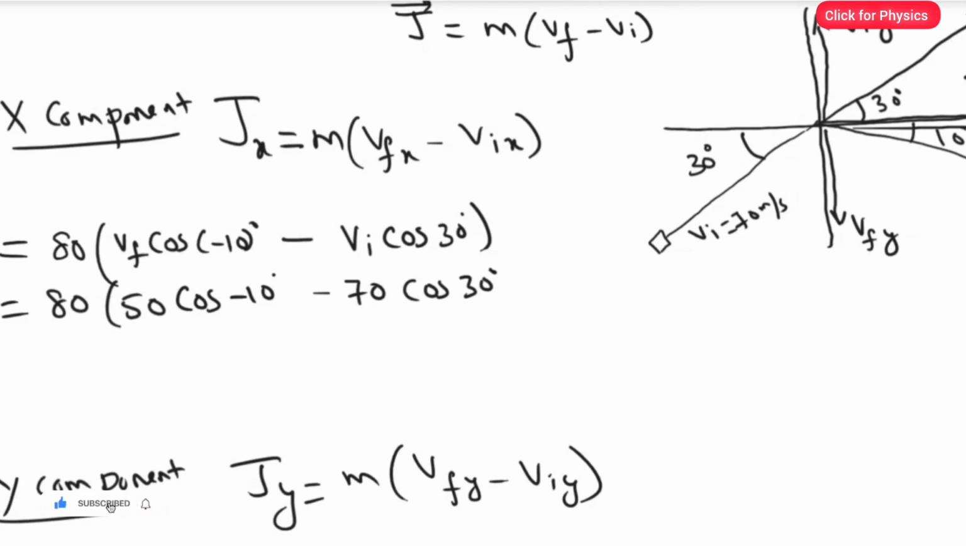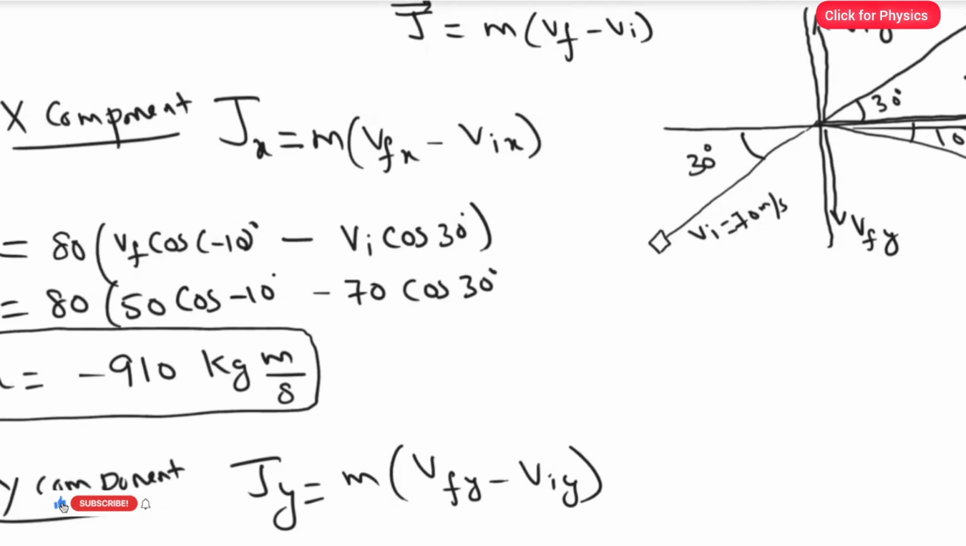80 multiply with 50 of cosine of minus 10 minus 70 of cosine of 30 degree. I got the answer here as minus, that is our j of x, which is minus 910, and what's the unit? Mass multiplied by speed, which is nothing but kilogram meter per second. So this is our x component of the impulse.